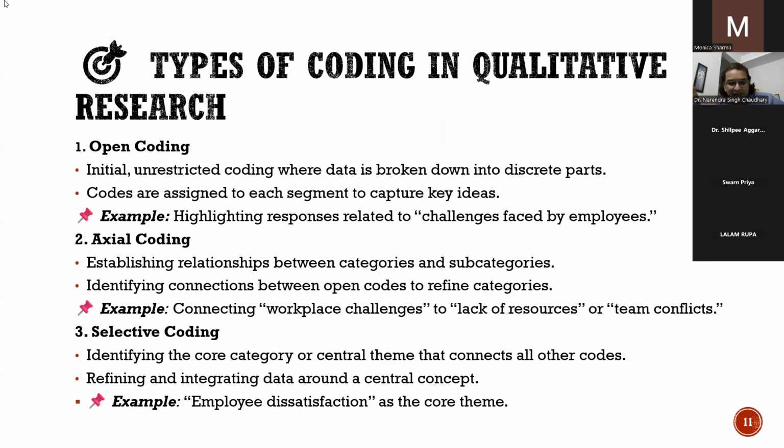I did open coding and I identified challenges faced by employees. Now, when I'm doing axial coding, that is the next level of coding, I can say that people are largely talking about workplace challenges. Now, when I talk about workplace challenges, can I say that lack of resources or team conflict are part of it? Anyone? Yes, sir, it makes sense. So they are related, right? So workplace challenges are related to lack of resources, to team conflicts, and to challenges faced by employees.